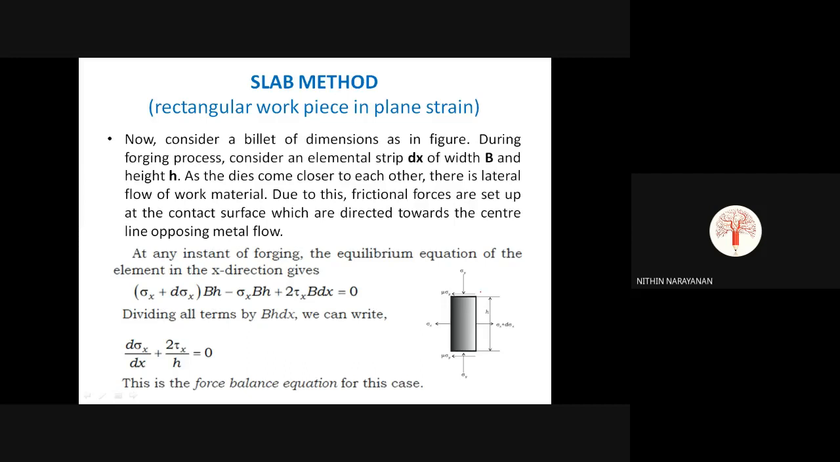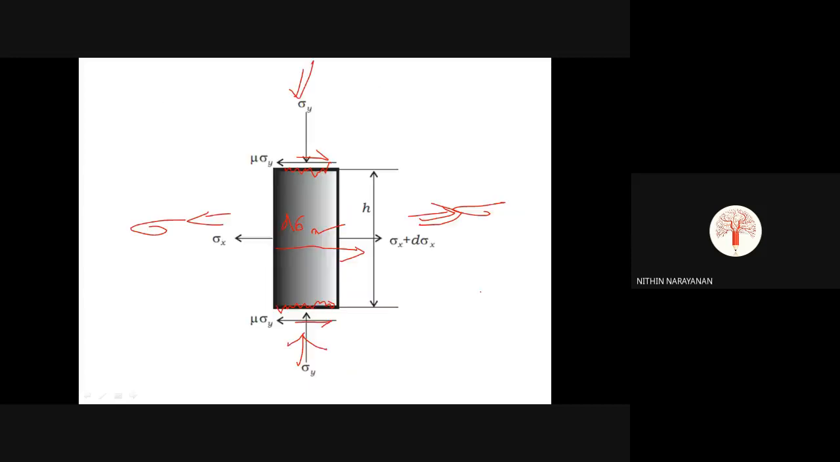So dividing throughout by bh dh, we will simplify the equation as d sigma h by dh plus 2 tau h by h is equal to 0. And this is the equation for force balance, or force balance equation, for this particular case of plane strain condition.